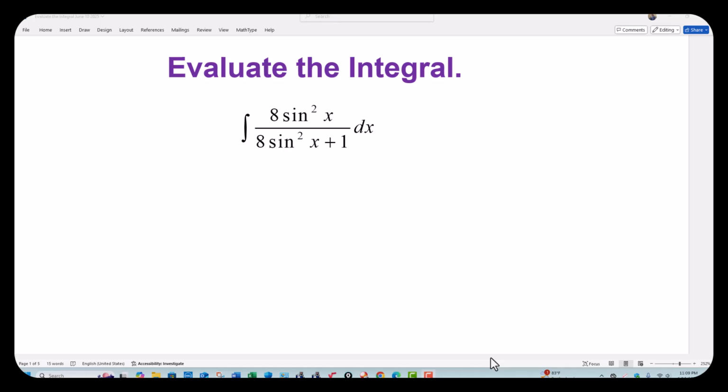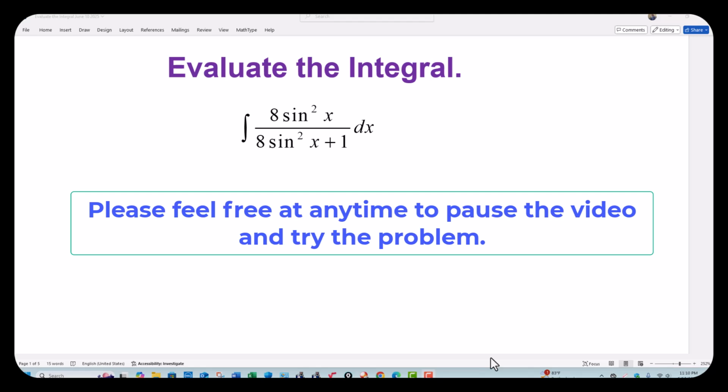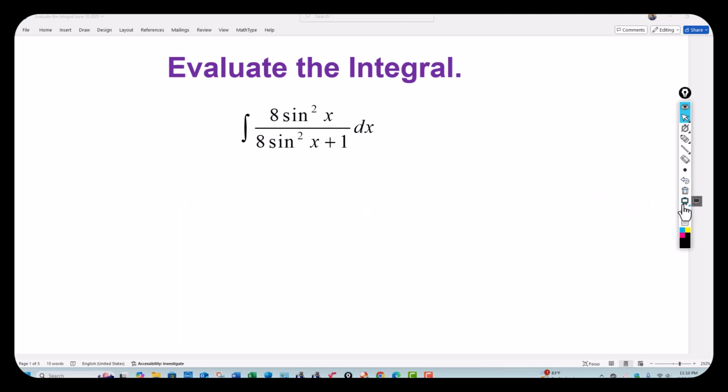In this video we have the trig integral of 8 sine squared of x over 8 sine squared of x plus 1. I'm going to start on this one, and I did look at this for a while, and I've done this little trick quite a few times. I'm going to add 1 to the numerator of the integrand and subtract 1. So I haven't changed it. 1 minus 1 is 0.